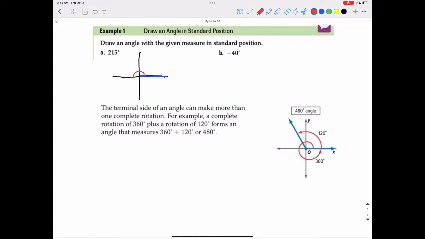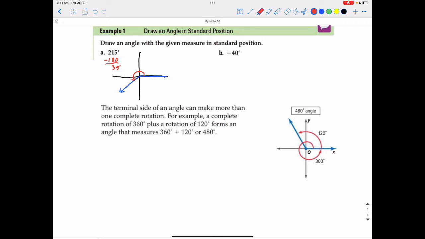We only need to go another 35 degrees, and I know that because when I subtract 180 from 215, I get 35 beyond this 180. So I'm just going to estimate how far that is. I'm going to say it's about that far, and then I will draw in my terminal side. So that is about a 215 degree angle. Notice I did highlight which way I'm rotating it, because that makes a difference in how it's actually measured.